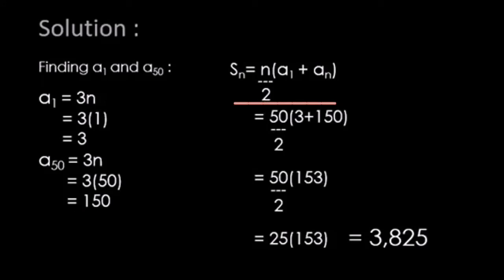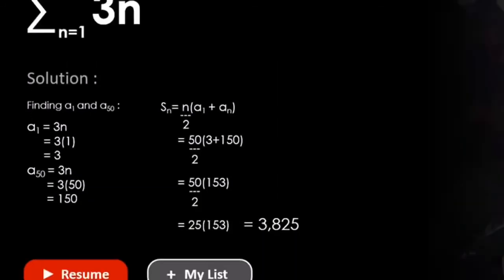S sub n equals n over 2 times the quantity of a sub 1 plus a sub n. 50 over 2 times 3 plus 150. 50 over 2 times 153, and 25 times 153 is equal to 3,825.